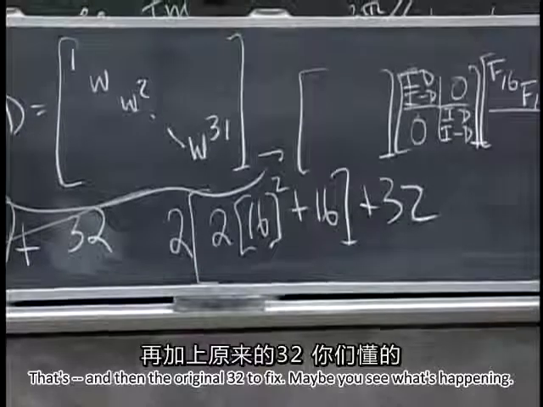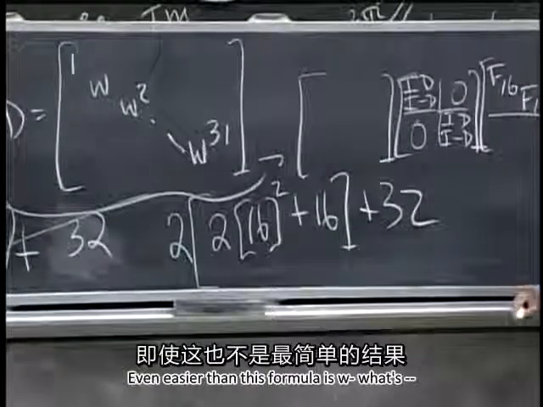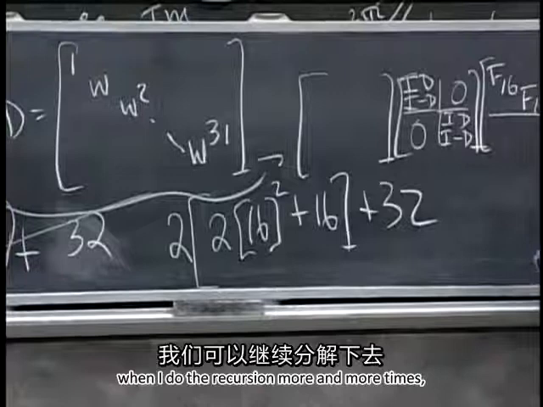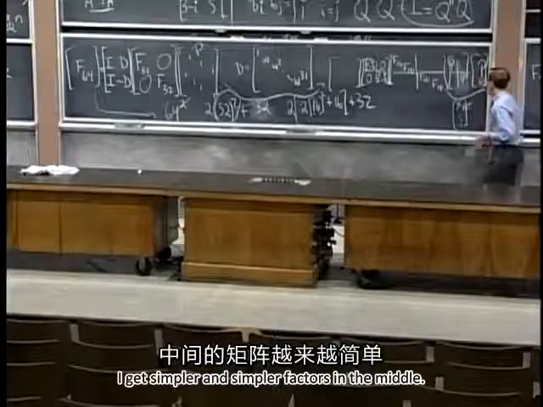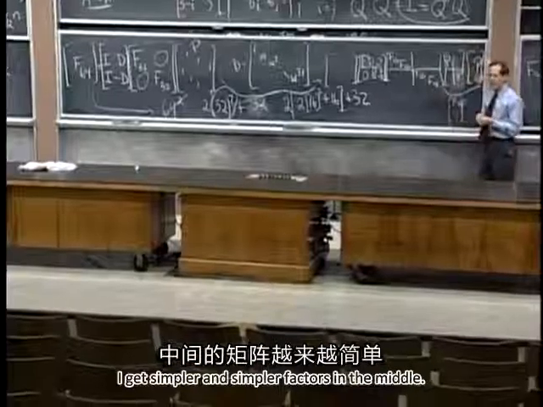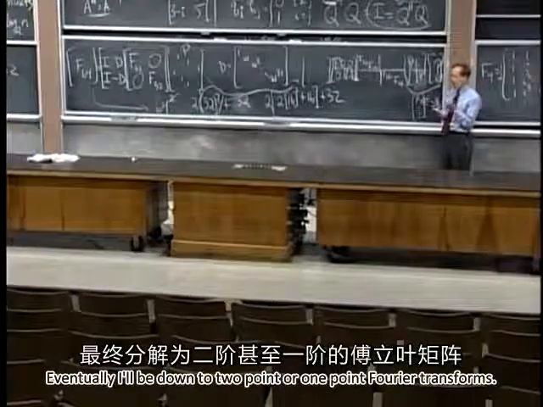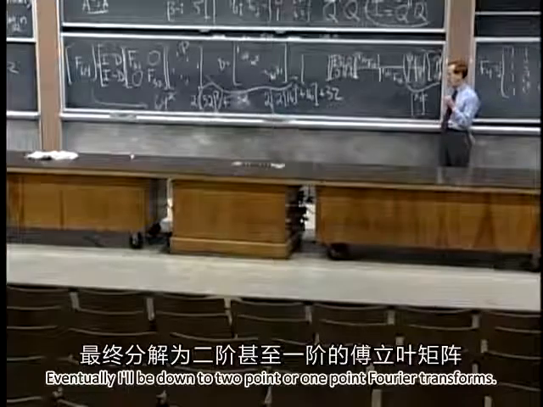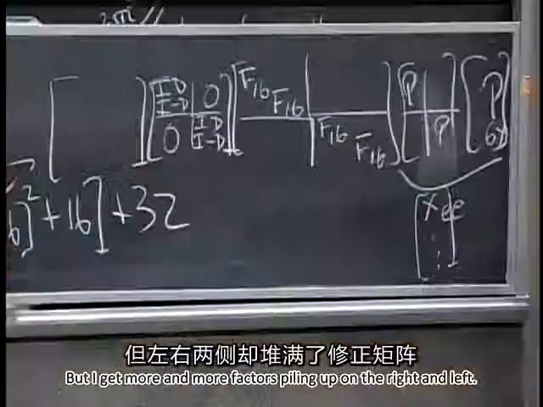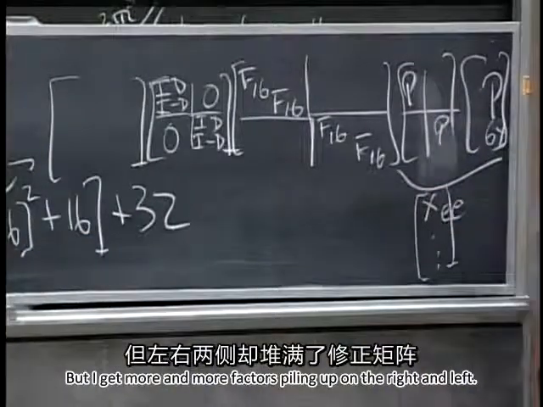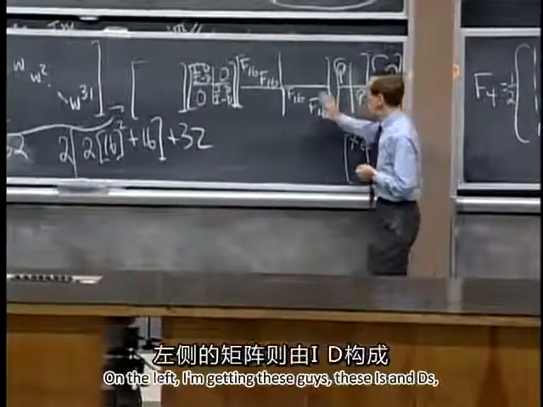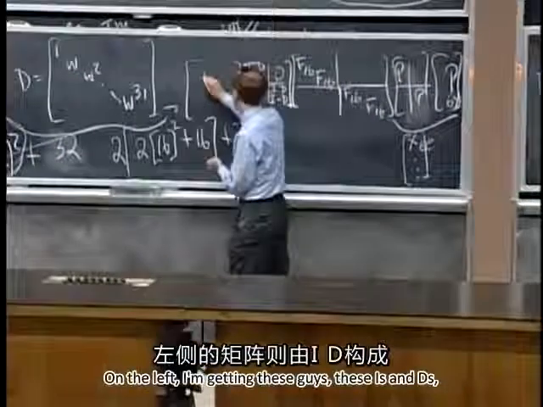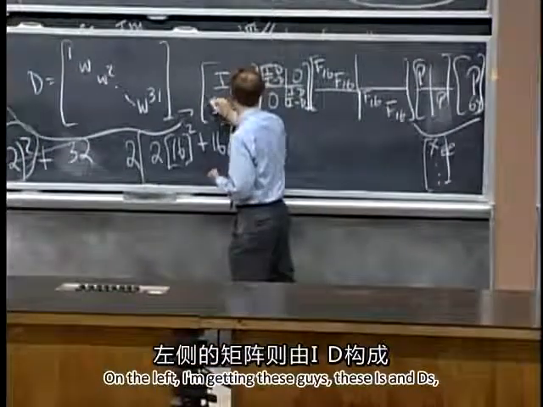Maybe you see what's happening even easier than this formula is. When I do the recursion more and more times, I get simpler and simpler factors in the middle. Eventually, I'll be down to 2-point or 1-point Fourier transforms. But I get more and more factors piling up on the right and left. On the right, I'm just getting permutation matrices. On the left, I'm getting these i's and d's.